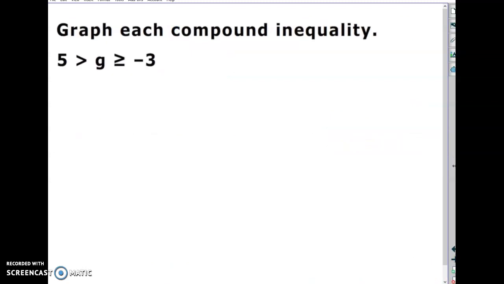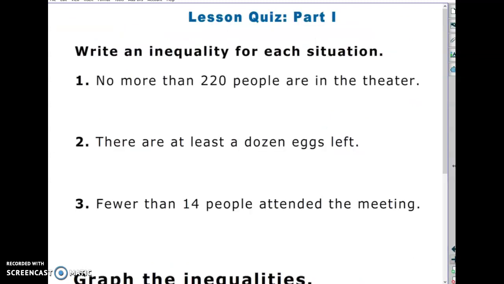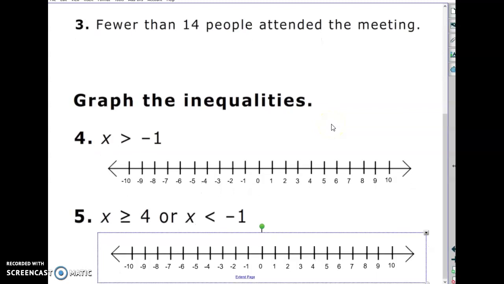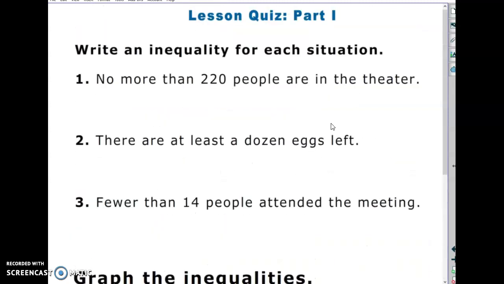Okay, I don't have a number line for that one, so I'm going to skip it. I'd like you right now to try to do these first 3 problems. Write them down as inequalities, and then do these 3 problems also. I'm going to have you pause it and do these problems.